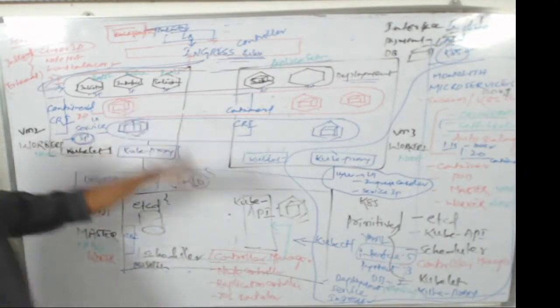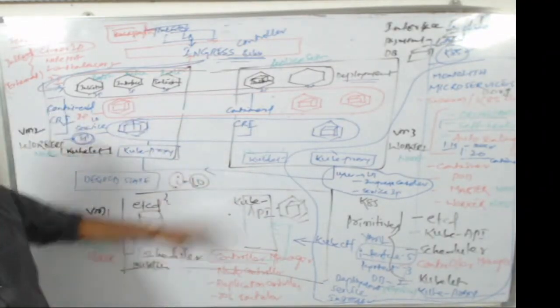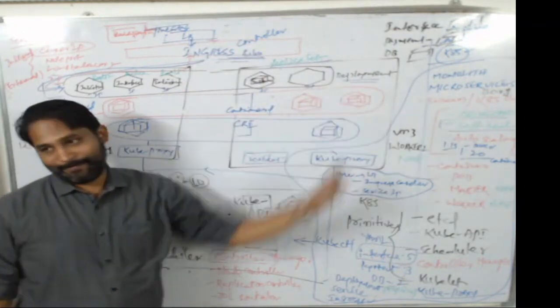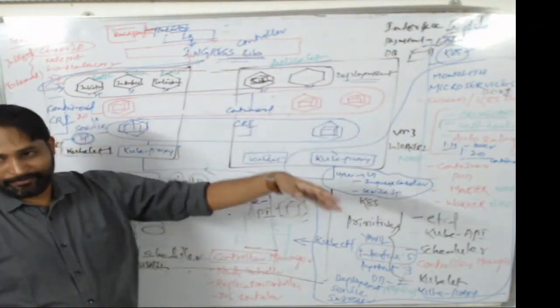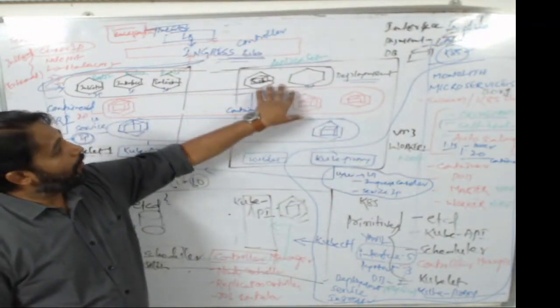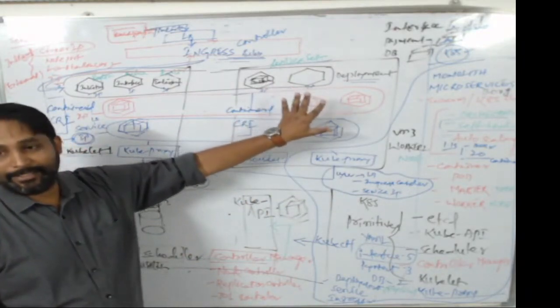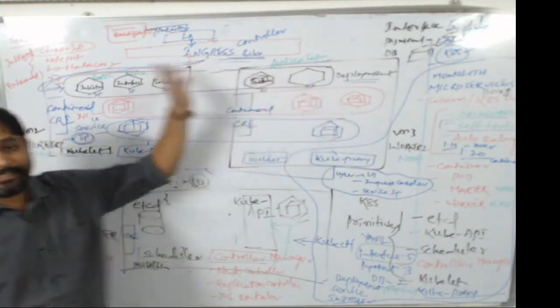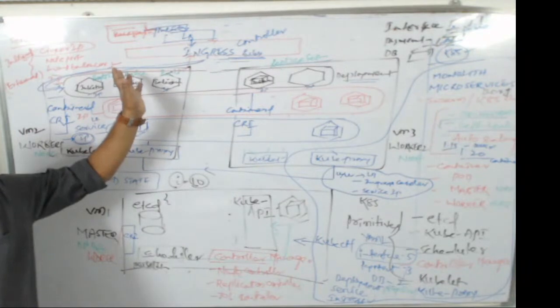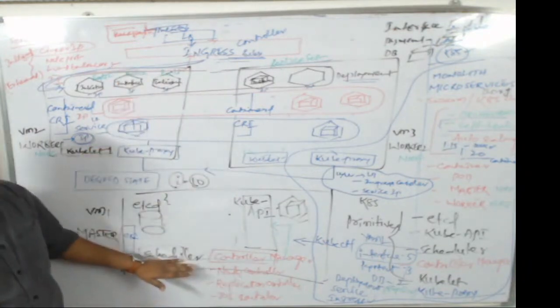So that whole decision is taken. Now let's say after some time, this node went down. The whole node went down. Now the actual state of your cluster is not in sync with the desired state. Alright? Then the scheduler starts work again.